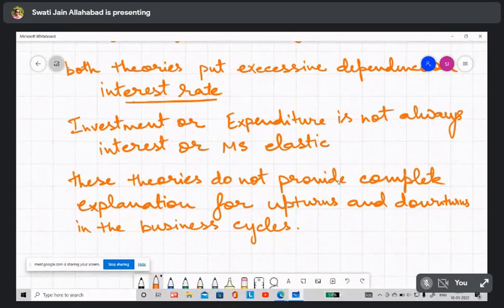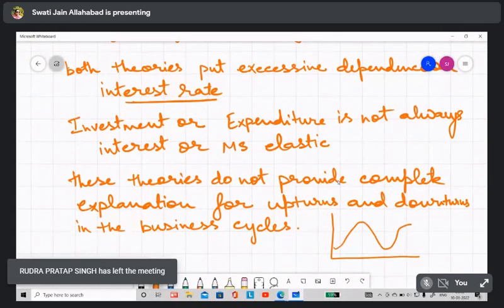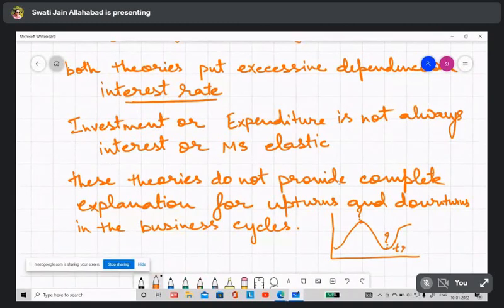Upturns and downturns, why? What will be the level when the peak will arise, and what will be the level when the trough will arise? This is not explained by this theory. Okay, this says that money supply increases, business cycle expands. But how this peak will be reached remains unanswered. Or why this trough will arise is again unanswered. This is the trough, the lowest point, and this is the peak.